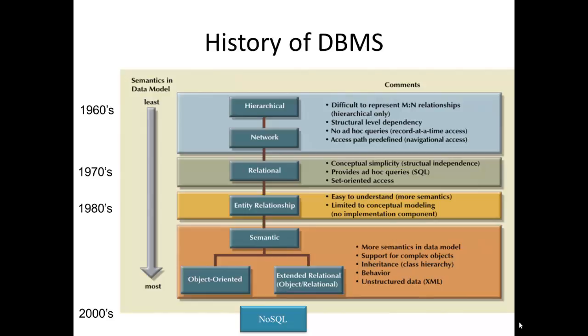Then the network data model came along. Then in the 1970s, the relational model turns up. The relational model is currently, I would say, definitely the most widely used database model in the world, and probably has up to 75–80% of the market globally. The other database models are filling up the other 20–25%, something like that.